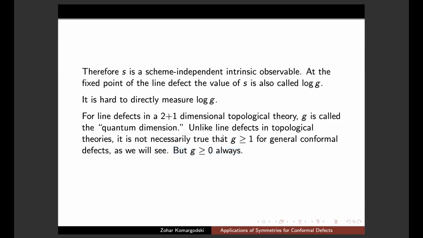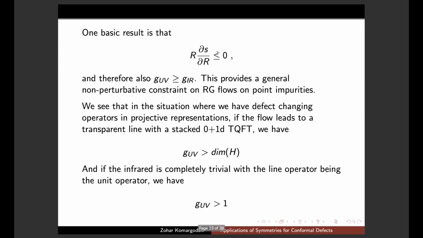Okay, so this is an interesting observable, which is called the defect entropy, and it generalizes the notion of quantum dimension to the world of non-conformal defects. Why am I introducing this quantity? It's because it's possible to prove this very nice inequality. As you increase the radius, the defect entropy must decrease. And that means that the quantum dimension at short distances must be bigger than the quantum dimension at long distances. And this is a completely non-perturbative constraint on impurities.